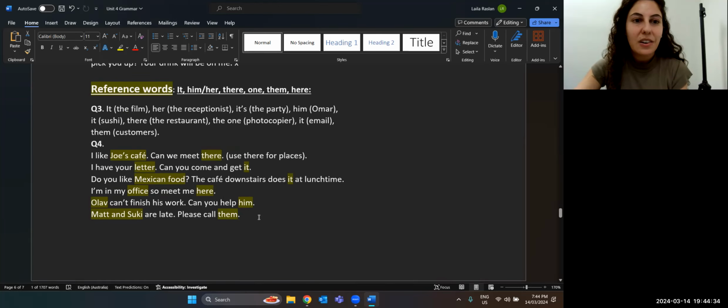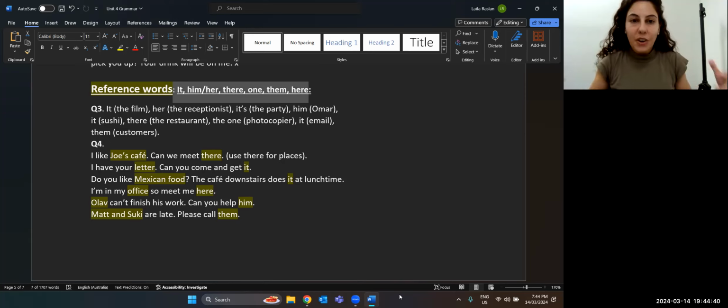Okay, so that's what we call reference words, and we use these words so that we don't have to keep repeating the noun. But you must say the noun first, and maybe it's a noun or maybe it's a location. They're called reference words, and we use them in the second sentence so we don't have to repeat the word.